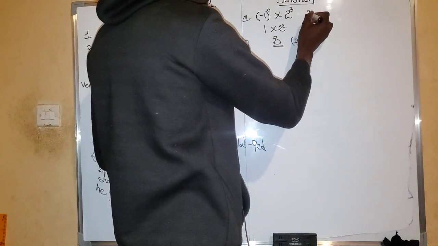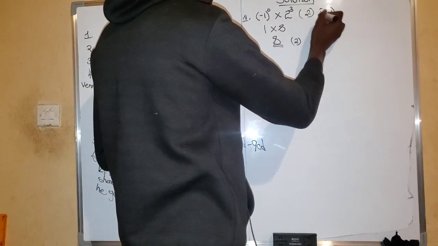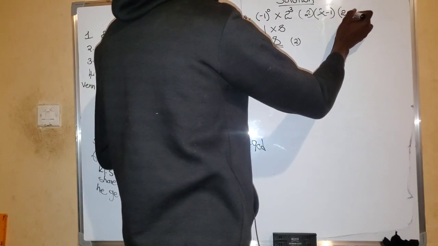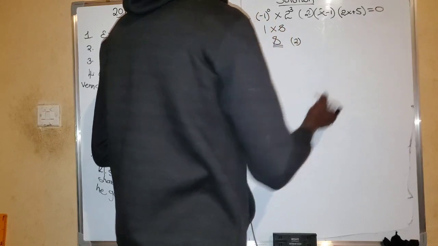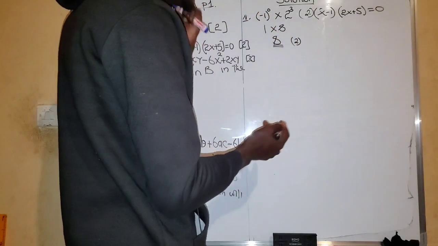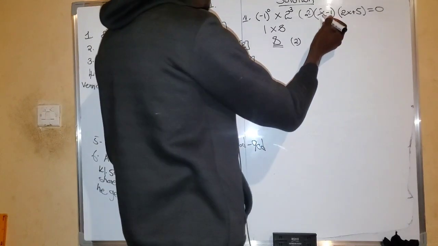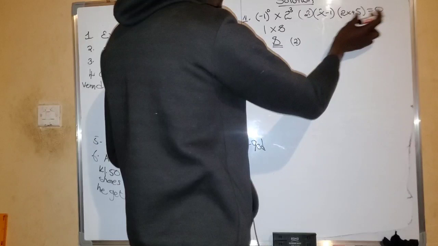Then number 2, (x minus 1)(2x plus 5) is equal to 0. So with this one, you just equate these quadratic factors. At this point, when you reach there, just equate this one equals 0, or this one equals 0.